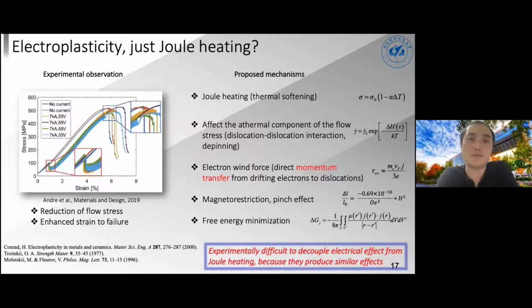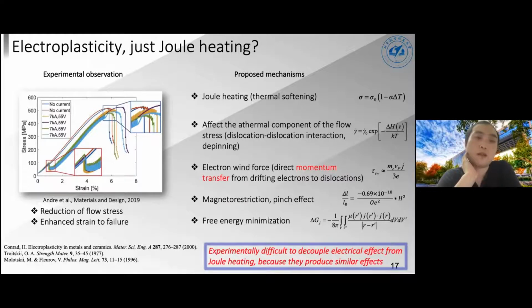Initially, people just believed electroplasticity is nothing but Joule heating, because every time you apply a pulse, you heat up the sample, and thermal softening will give you a similar effect, right? But I guess there's enough literature that suggests there's something else going on.